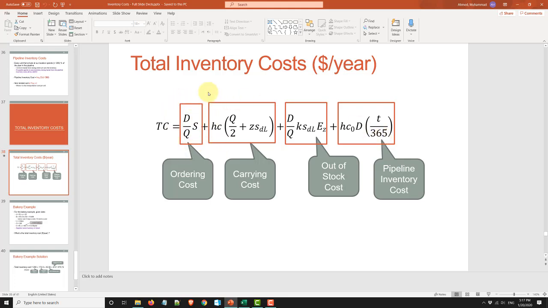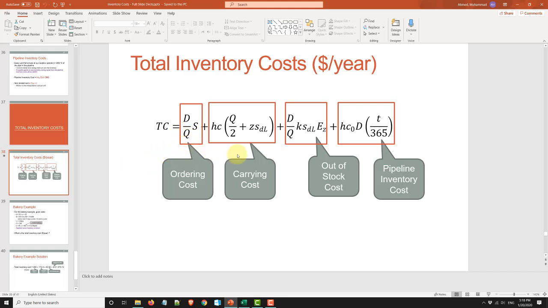The first rectangle calculates the ordering costs on an annual basis, dollars per year. The capital D is annual demand. So whatever SKU we're looking at, how much do we expect to sell in 1 year? S is the ordering cost in dollars per order. So whenever you place an order for this item with your supplier, what is the cost of placing that order? Q is the order size or batch size.